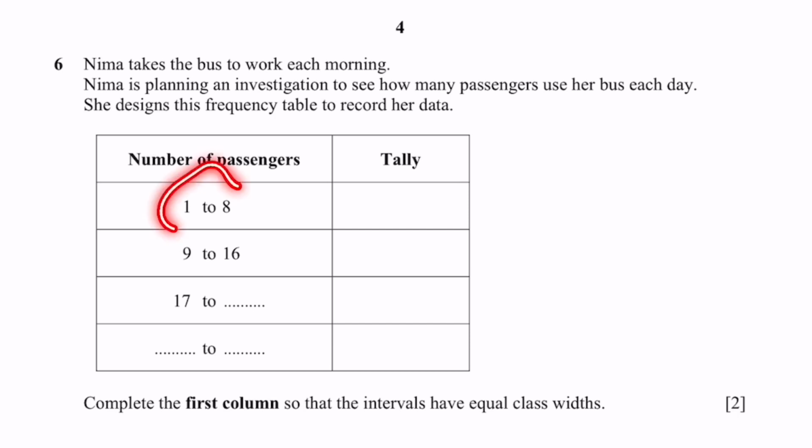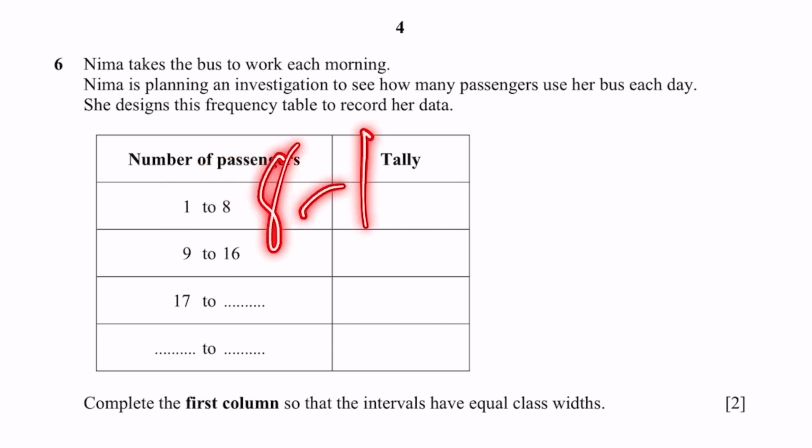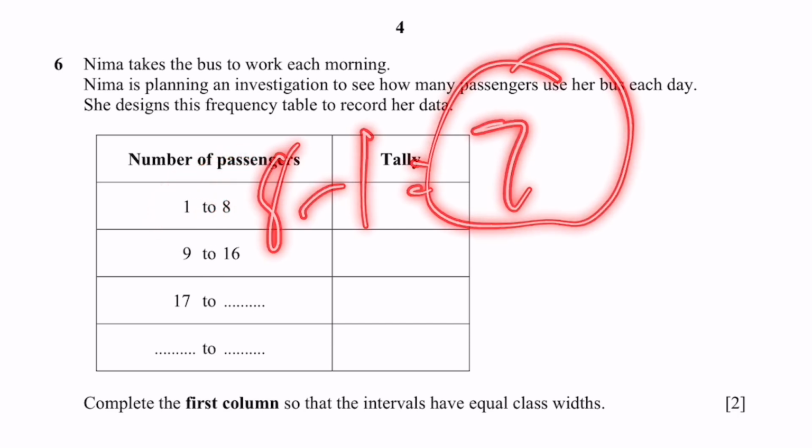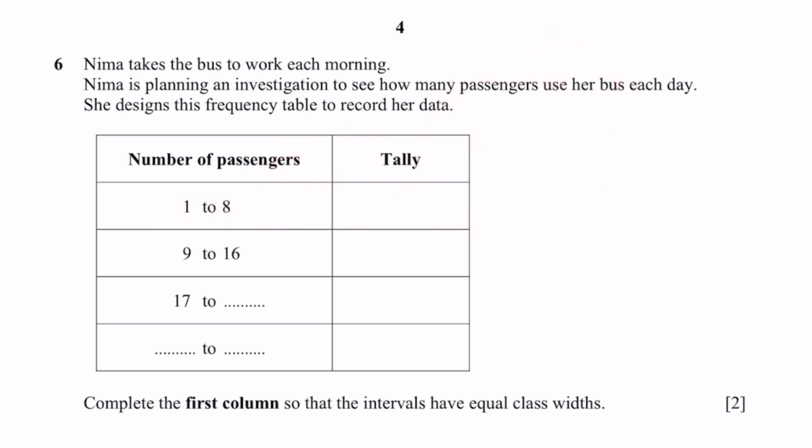So class width is 1 to 8, which means always 8 minus 1, which is 7 difference between the first and last in the class width. Same, 16 minus 9 is 7.